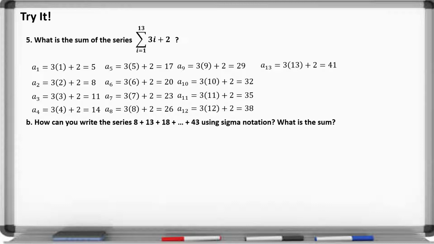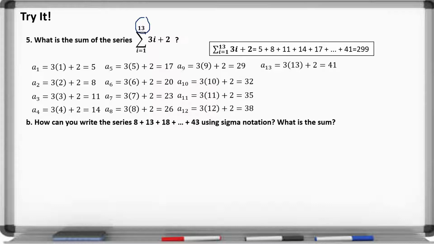So now we got all 13 terms. Remember that we wanted all 13 terms because we wanted to sum the terms from 1 to 13. So now we can go ahead and add them up together. We got 5 for the first term, 8 for the second term, 11, and so on. Adding those numbers gives us 299.